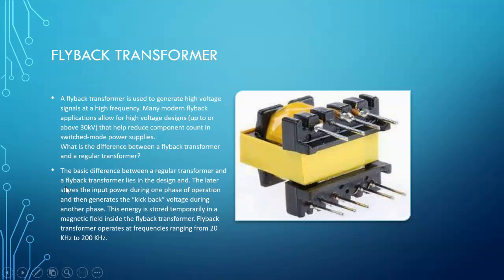The flyback transformer stores the input power during one phase of operation and then generates the kickback voltage during another phase, and this energy is stored temporarily in the magnetic field inside the flyback transformer. It operates at frequencies ranging from 20 kHz to 200 kHz.